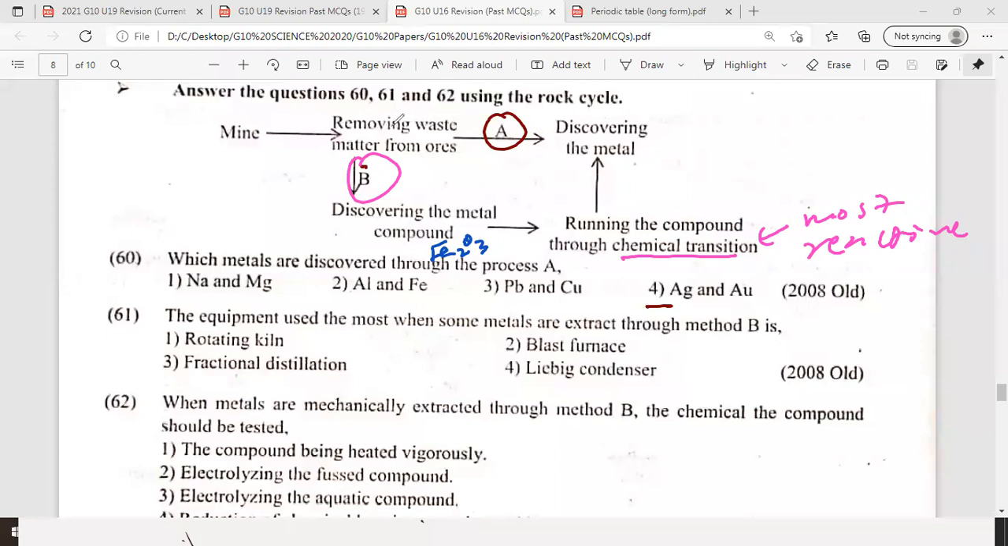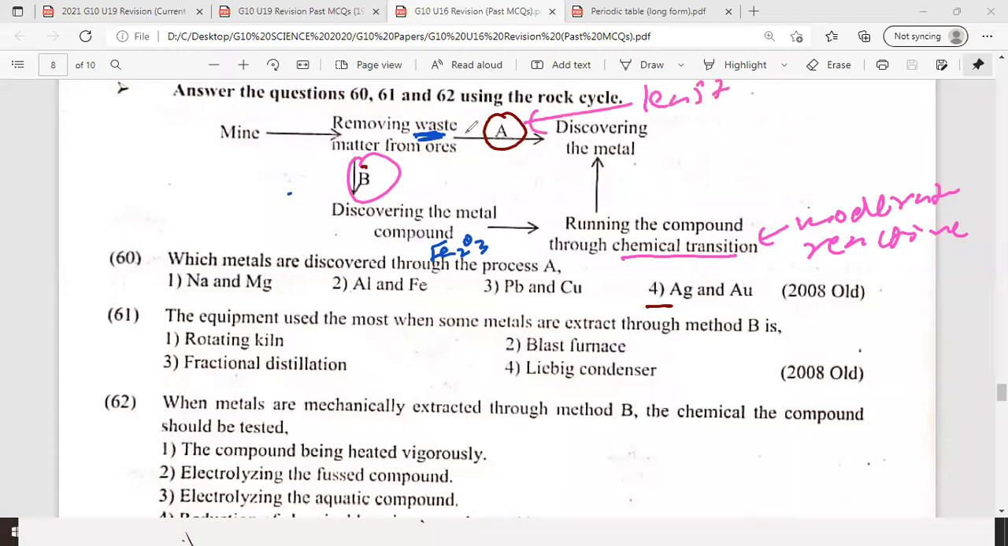So this one, like silver, gold, platinum, just to remove the waste, like maybe sand and other particles mixed up with gold, platinum, the least reactive metals. So these are the most reactive metals, or moderately reactive. Actually moderate means moderately reactive, not like lithium, sodium, potassium. Moderately reactive ones.